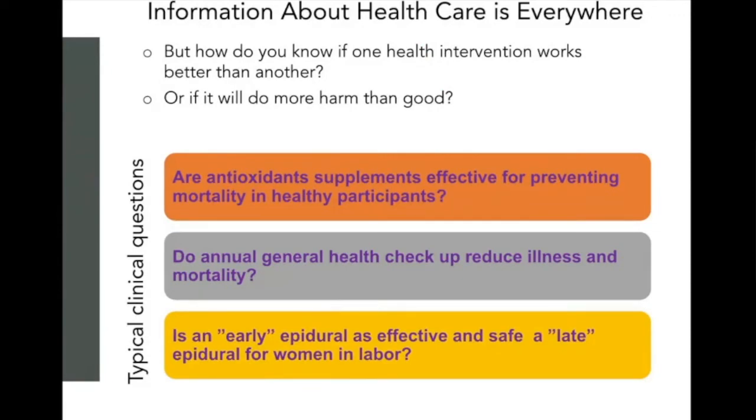Information about healthcare is everywhere. But how do you know if one health intervention works better than another, or if it will do more harm than good? So I came up with this kind of question. Are antioxidant supplements effective for preventing mortality in healthy participants? Number two, do annual general health checkups reduce illness and mortality? Or number three, is an early epidural as effective and safe as a late epidural for women in labor? So how would you answer these questions?